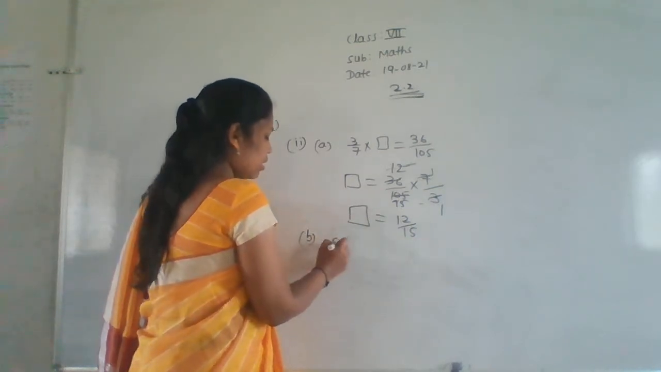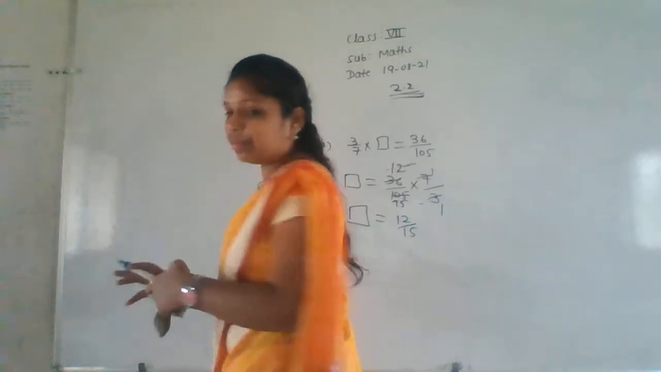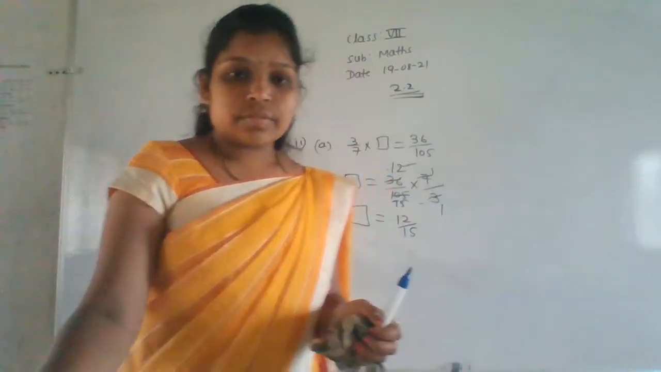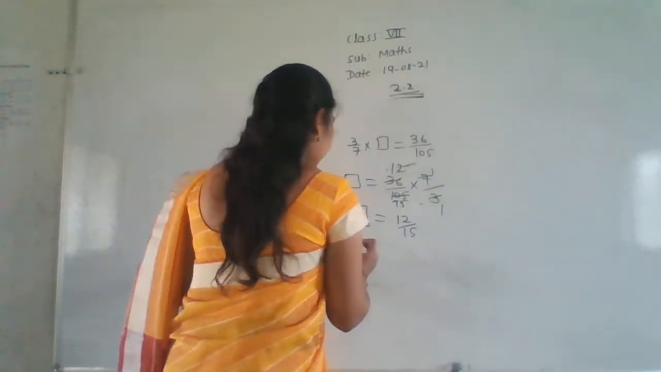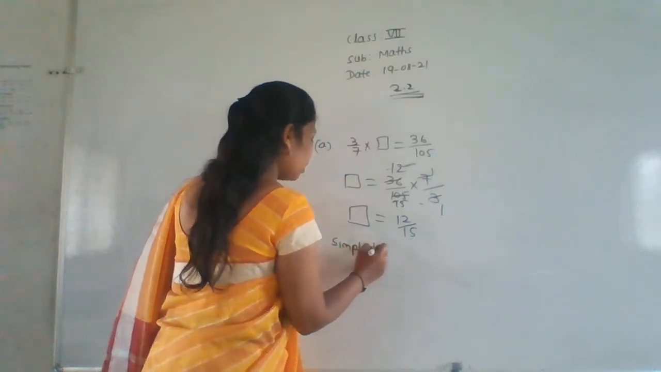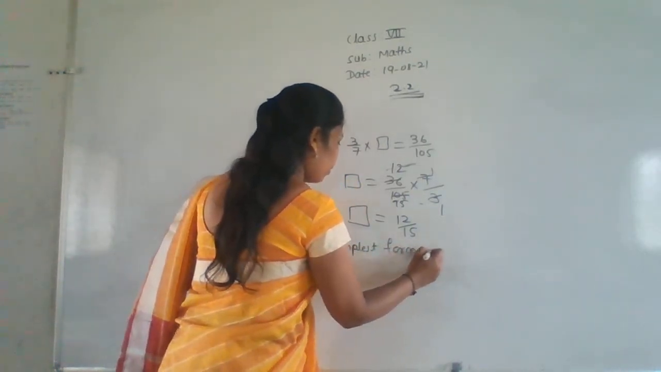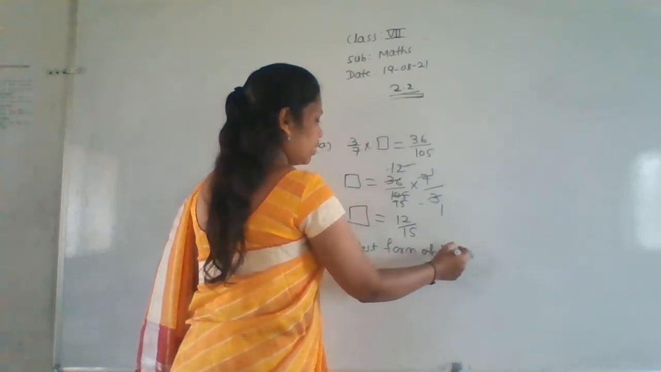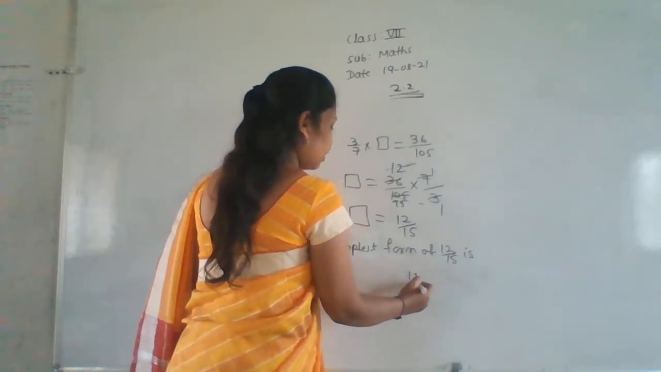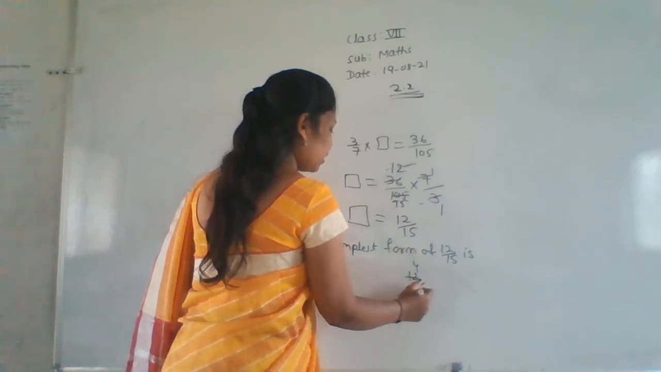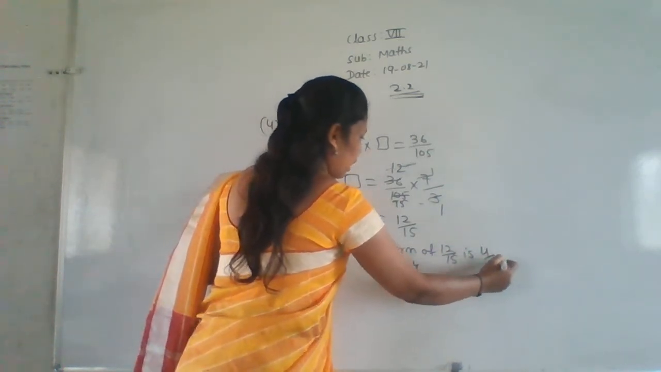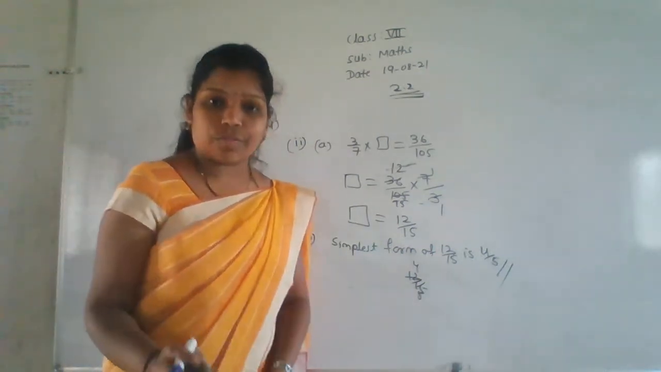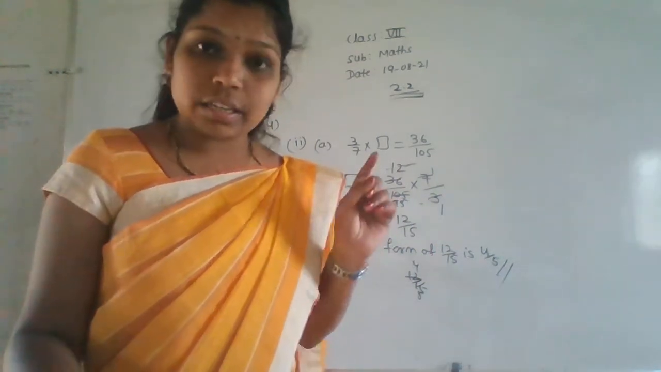Next B one, the simplest form. So the simplest form of 12 by 15: cancel here. 12 by 15 means 3 fours are 12, 3 fives are 15. That is 4 by 5. The simplest form of that answer is 4 by 5. Like that we have to solve the problem.